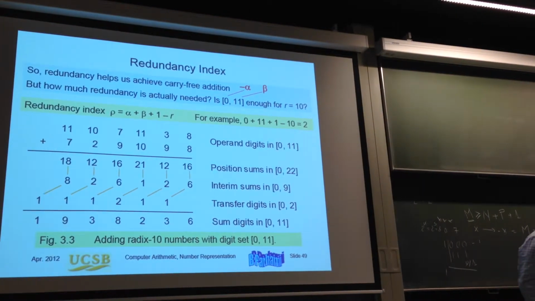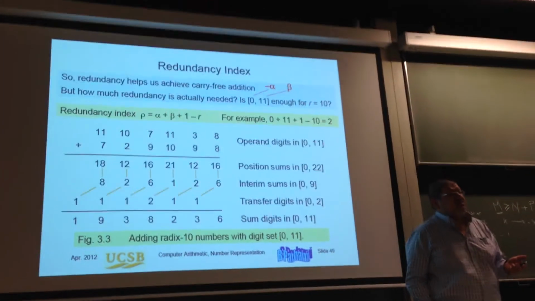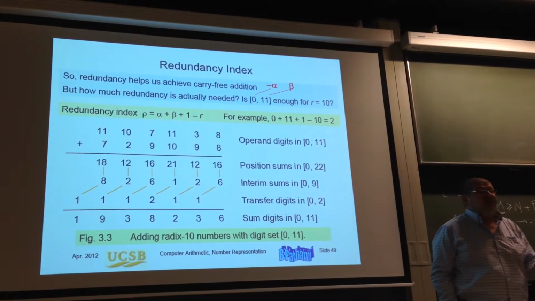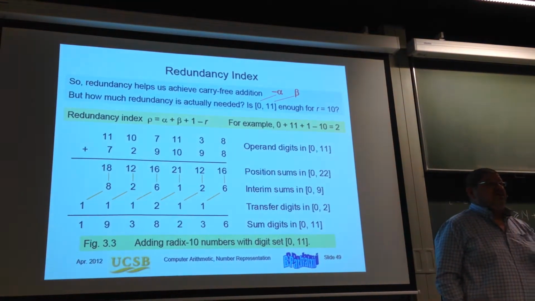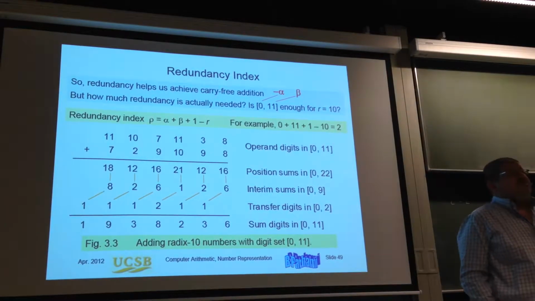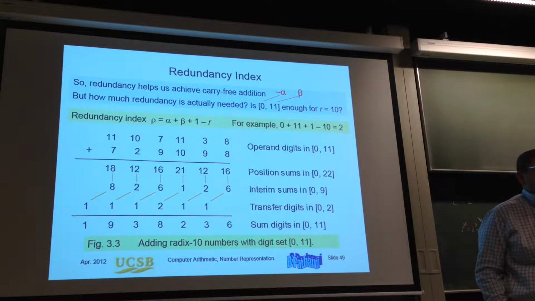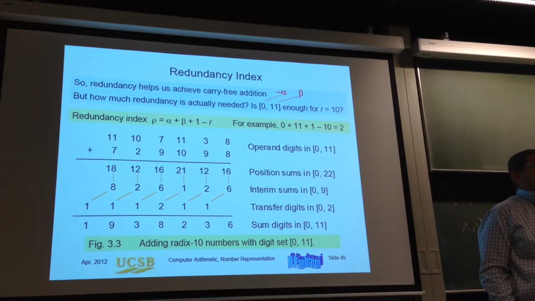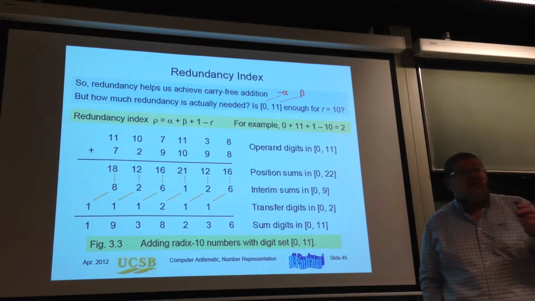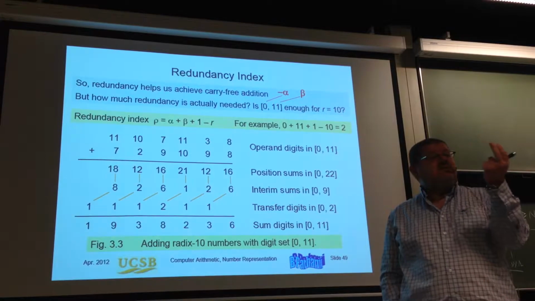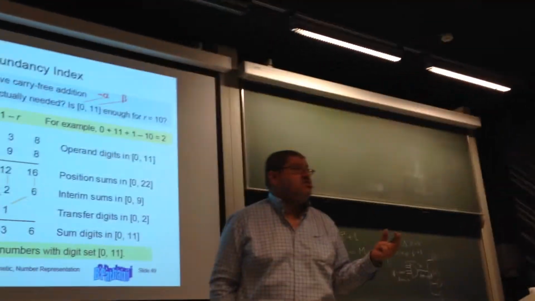Okay. Now, the question is, how much redundancy do I need in order to play those tricks? If I have no redundancy, forget it. If I have some redundancy, I can play the trick, and the question is how much? Why am I asking myself how much? Because redundancy means extra money. The higher the redundancy, the higher the maximum digit set, the maximum value of digits, then the more bits I will need to represent the digits.